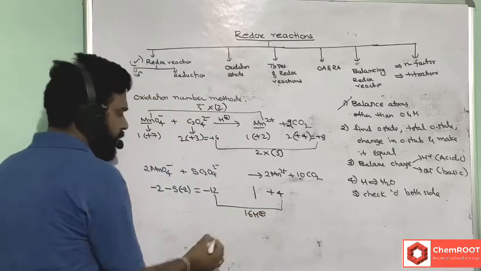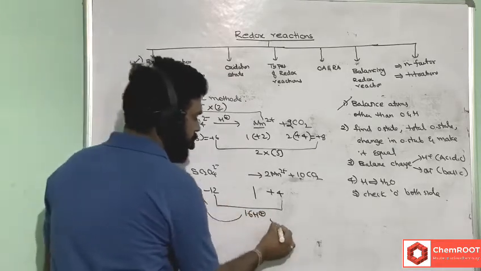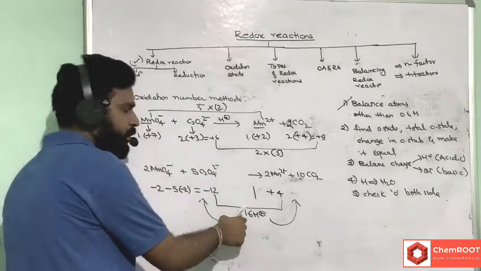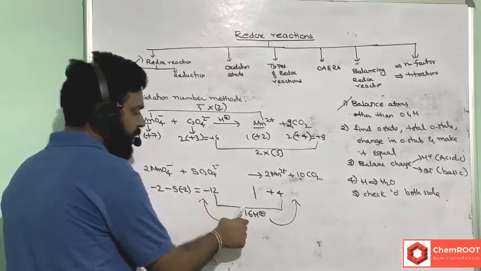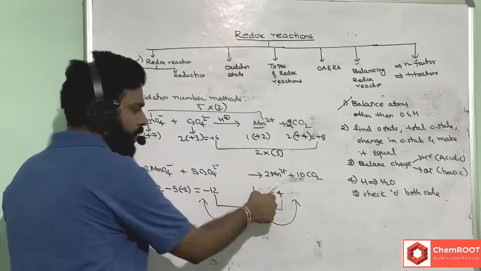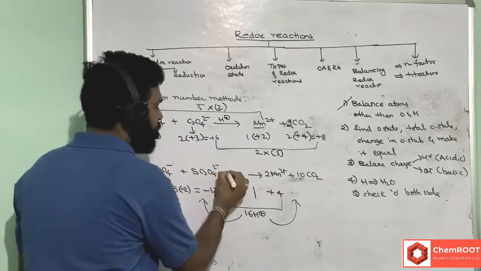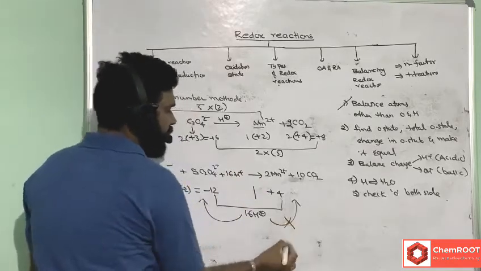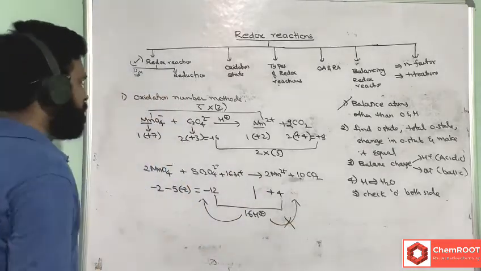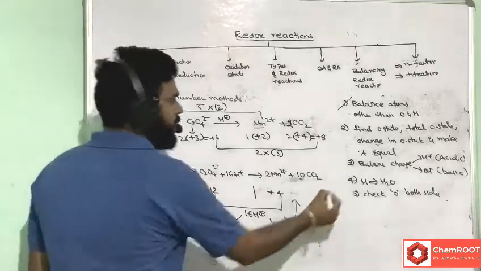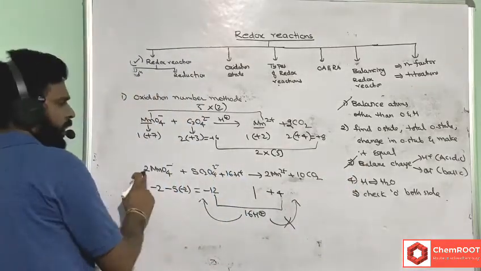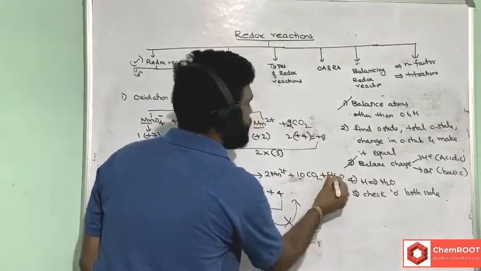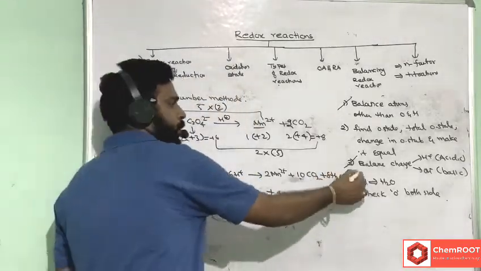Which side we have to add? This side or this side. Suppose we are adding this side, minus 12 plus 16 H plus. So minus 12 plus 16 means plus 4, plus 4. It will be balanced. So 16 H plus. This side we cannot add. Now hydrogen atoms we have to balance. Here how many hydrogen atoms? 16. This side nothing is there. So 8 water molecules you can add. So this fourth step completed.